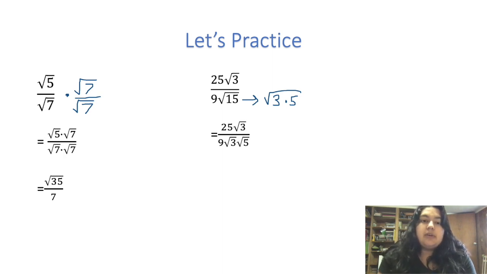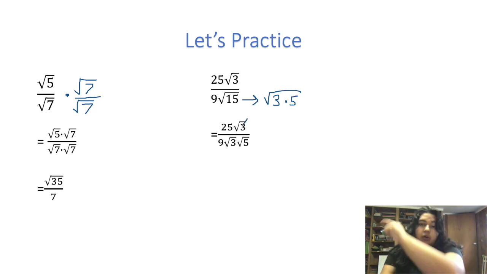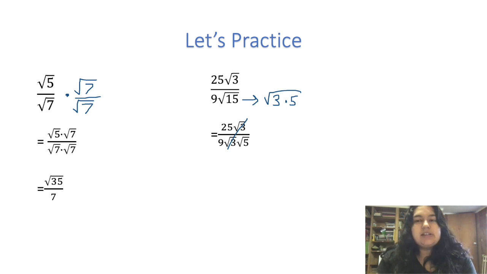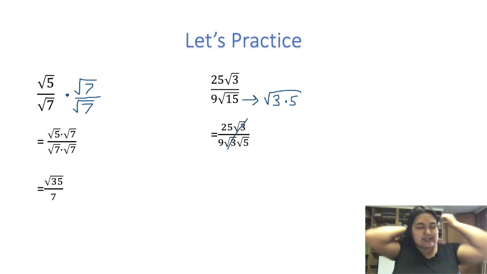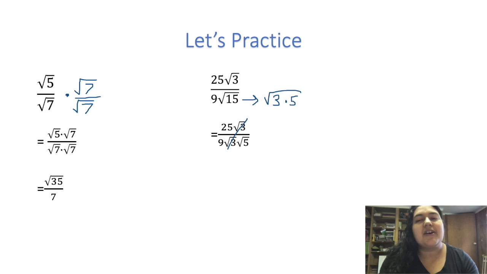Okay, I'm now going to rewrite it while they're separated. So 25 times the square root of 3 over 9 times the square root of 3 times the square root of 5. Now do you see why I broke them up? I hope you see it, because we're going to slash it. Yes, so we're just going to slash it. That means we're just canceling out our square root of 3's. Now what are we left with? 25 over 9 times the square root of 5.